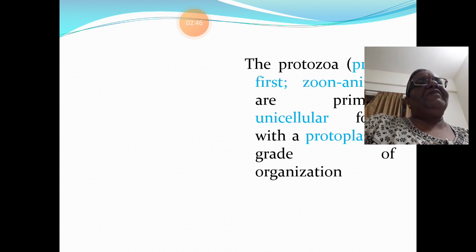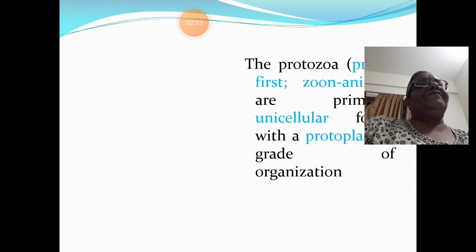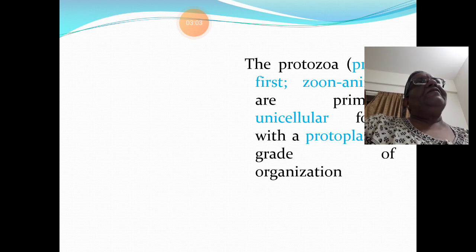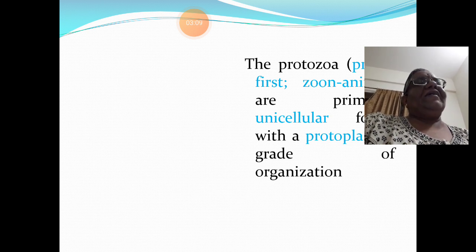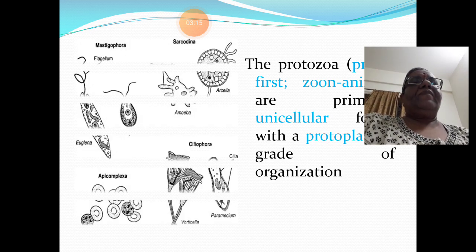Protos means first, zoon means animals. These are the primitive unicellular animals with a protoplast grade of organization, like protoplast grade, cellular grade, tissue grade organizations. Since this is the primitive group of animals, you see protoplast grade of organization. There is a separate chapter for this, another teacher will teach.